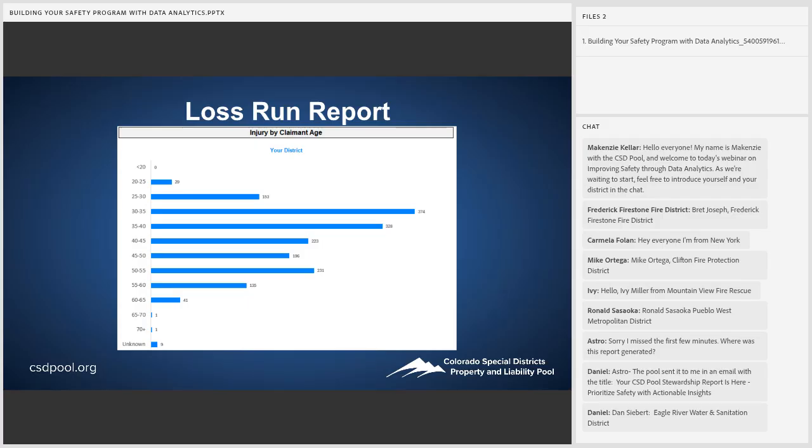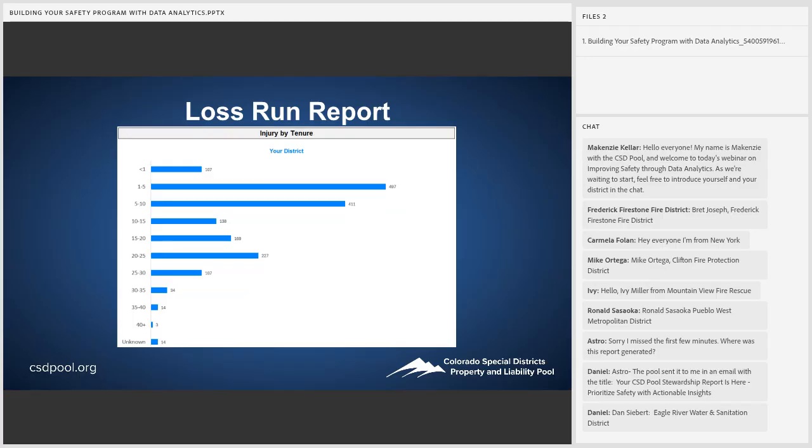Going on to the next slide, it is going to be very similar to the one that I was just talking about. And this is going to be the injury by tenure. And when we say tenure, that's how long that individual has been working with the district. And whenever I think of this, it's, like I said, very similar to age. But there's not really any conclusive data here. Well, it kind of does show me a trend.